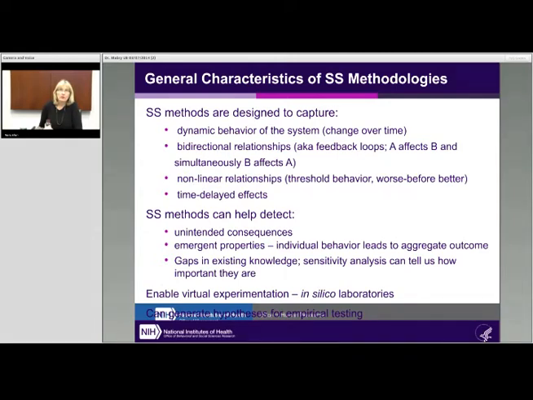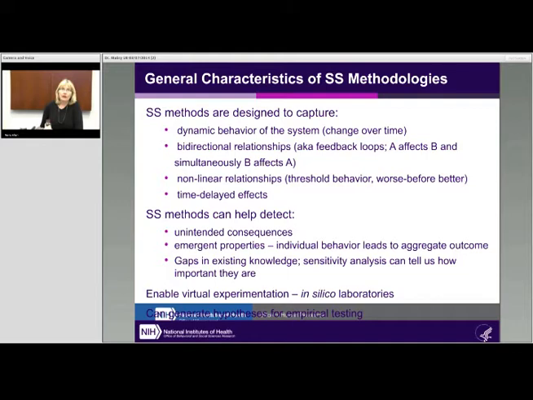Nonlinear relationships where you see, for example, threshold behavior. Everything goes along fine until it hits some sort of tipping point. Or there's also worse before betters scenarios. That is, if you intervene in a system, you discover that actually things get better at first, and if you just stop evaluating at that time, you might decide to abandon the strategy when actually in the long run that strategy will work. It's just that things have to get worse before they can get better.